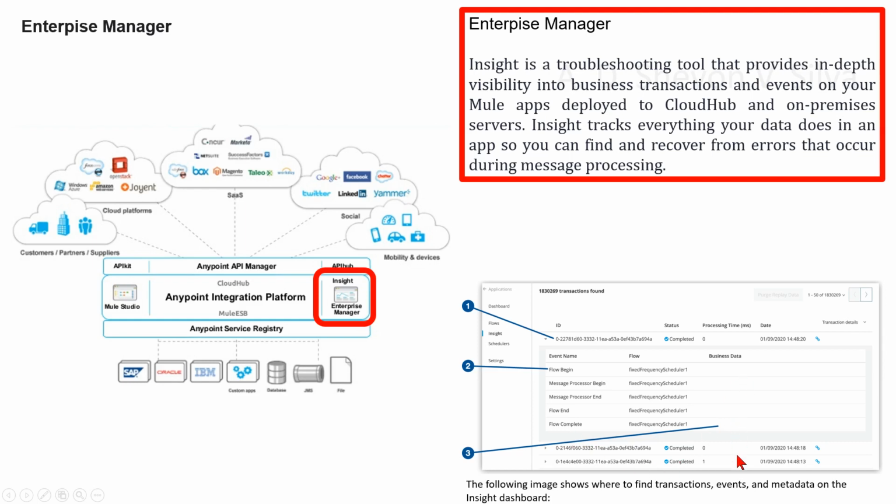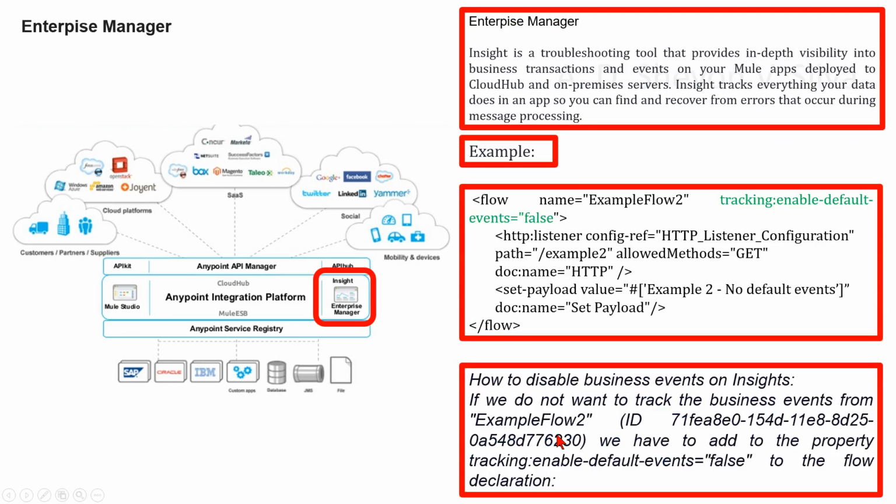Metadata: customized key value pairs that you specify as part of custom events in your application. The details that Insight tracks at this level provide information about high-level business events. The business data, if configured, appears in the metadata area, number 3 here, of the dashboard. As an example, we can consider this.